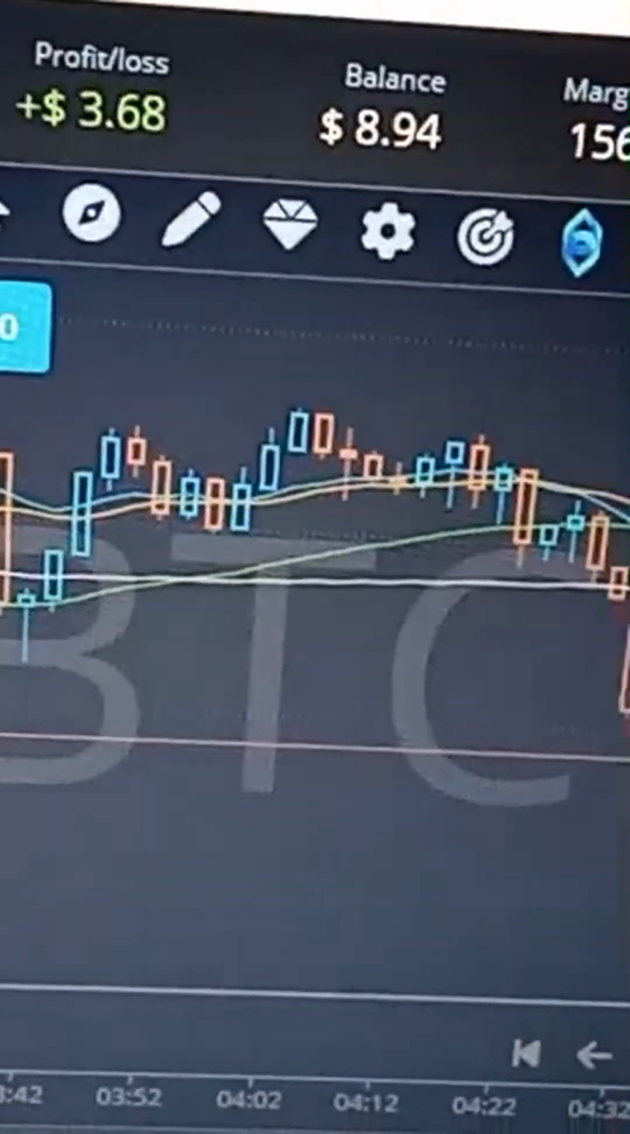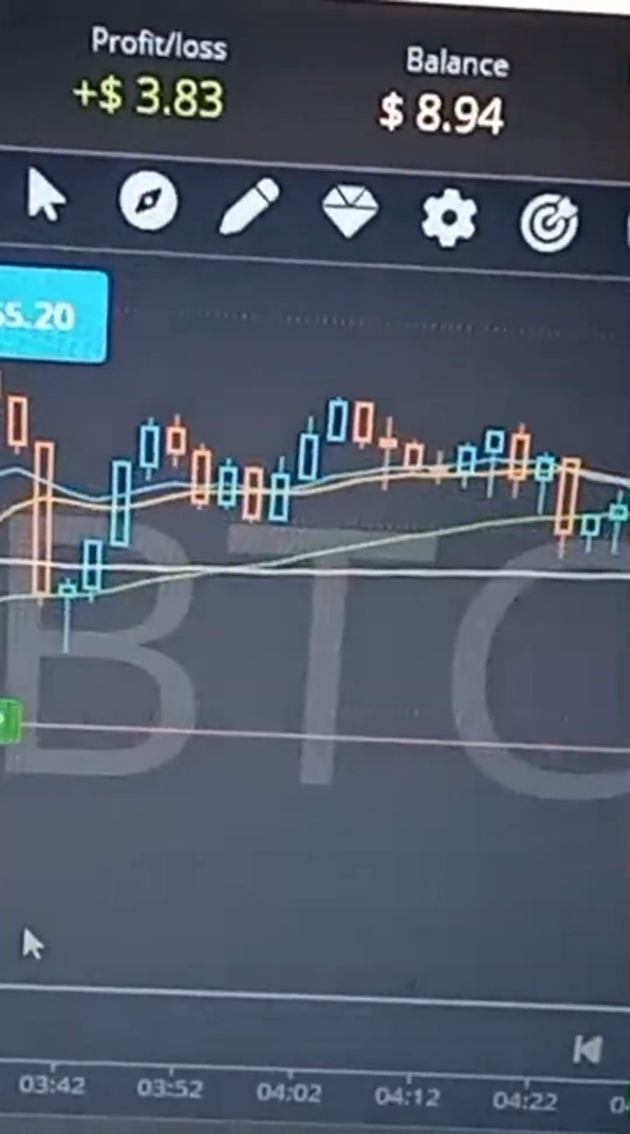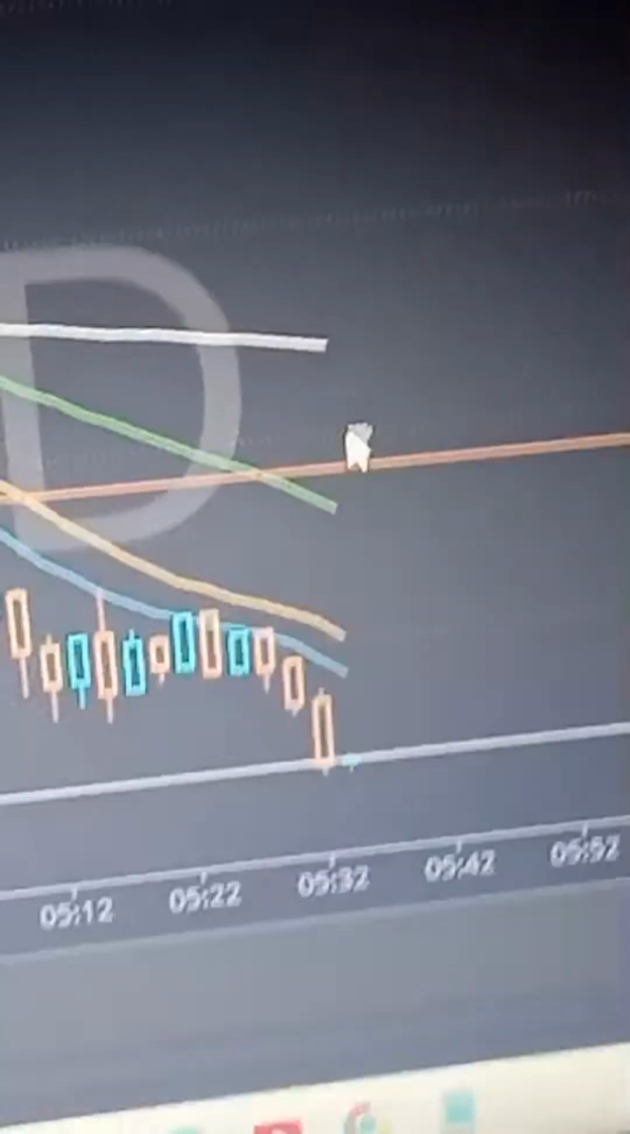This is live money. And I could take this money out the same day. That's the beauty of it. Look, Bitcoin steady going down.